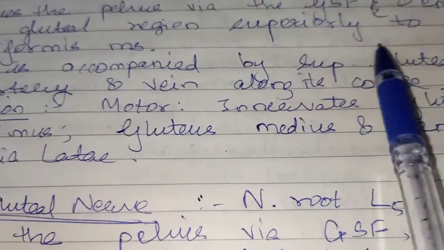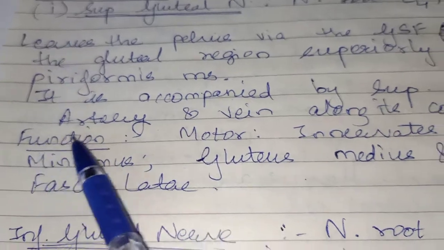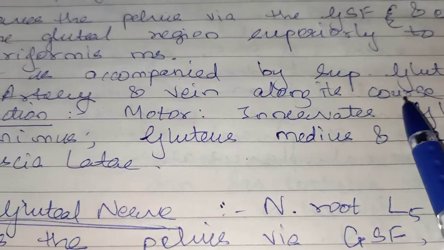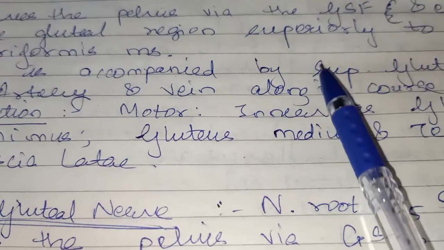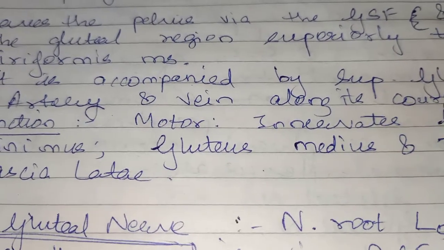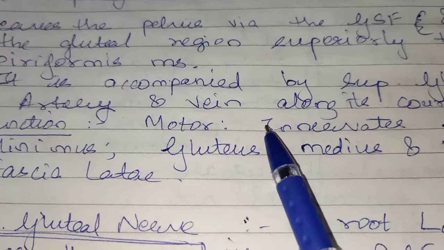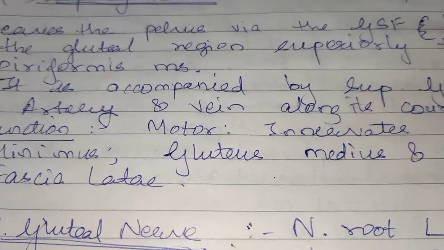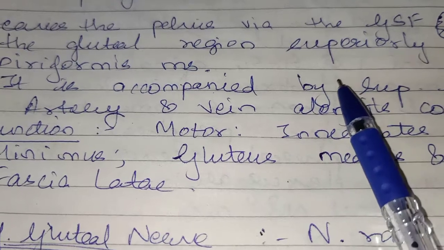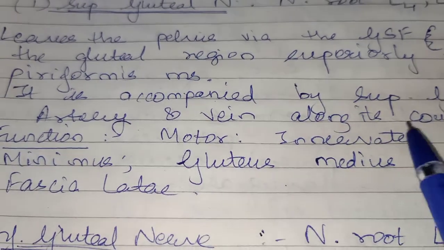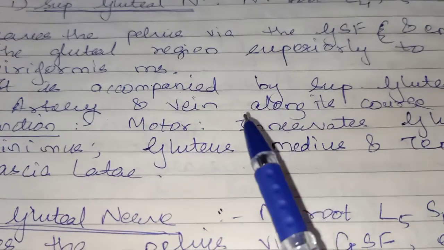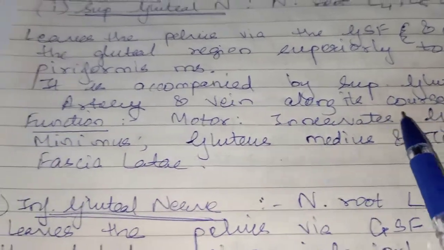Now, about the superior gluteal artery, I have mentioned in detail when I described the blood vessels of the pelvis. So what is said about the superior gluteal artery? It is a continuation of the posterior trunk of the internal iliac artery. It ends in the superior gluteal artery and it is accompanied by a vein along its course.